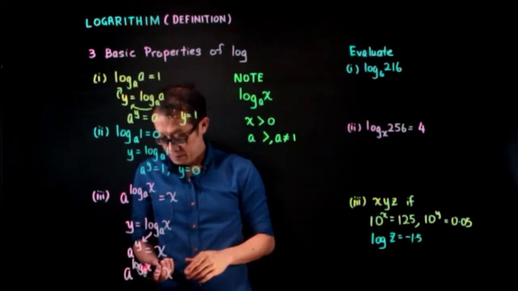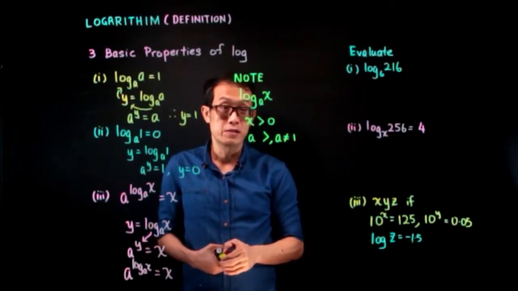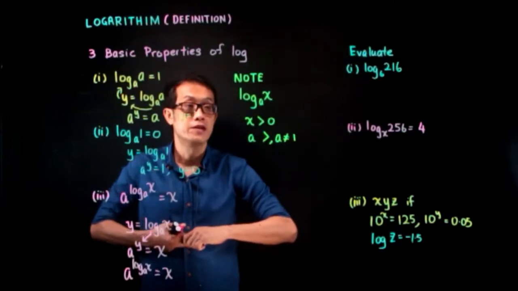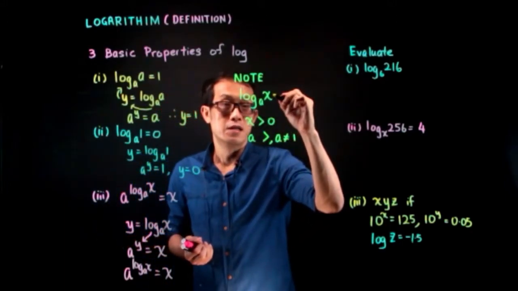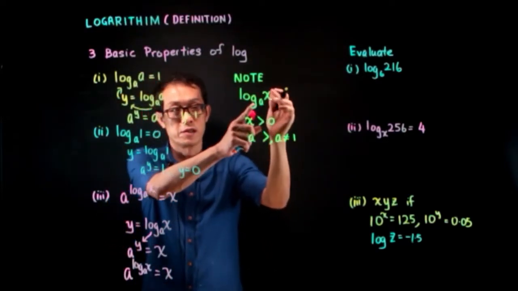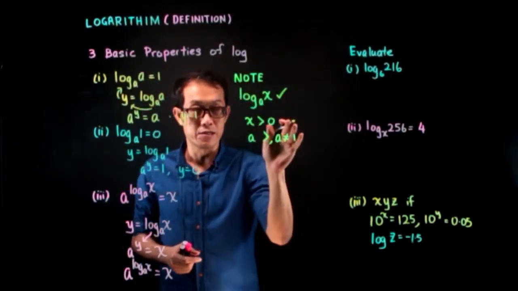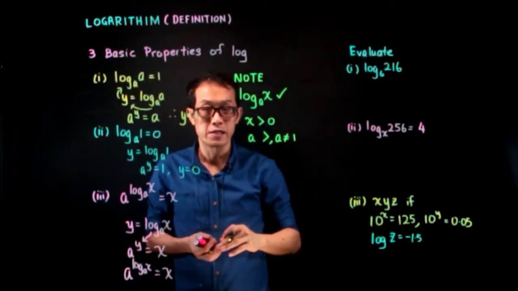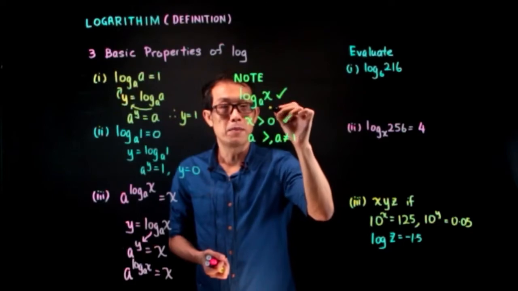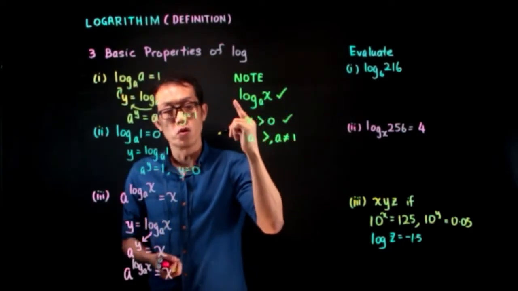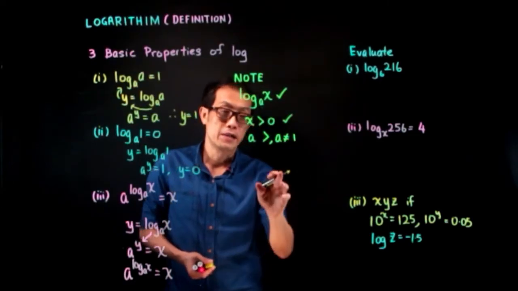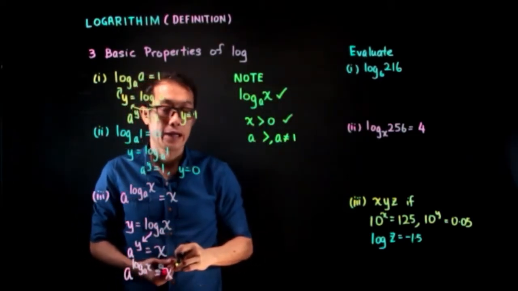Now there are some very important things when you apply a log function. First, whatever is inside the log must be greater than 0. It must be greater than 0. Now how about the base? The base also must always be greater than 0, but not equal to 1.